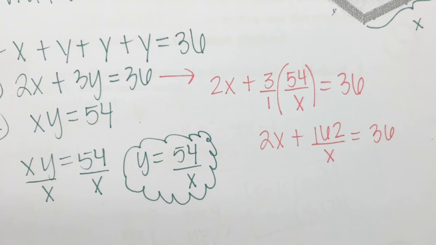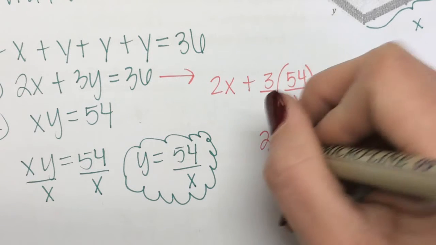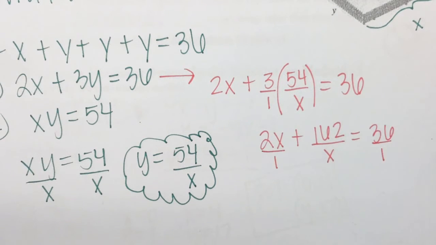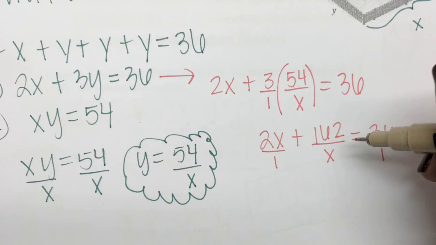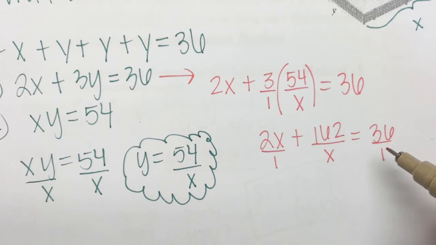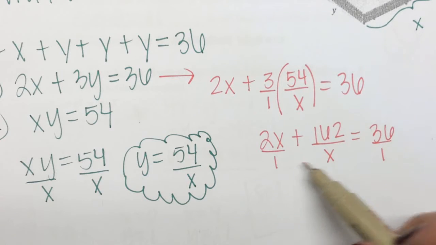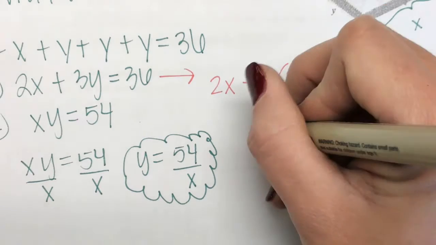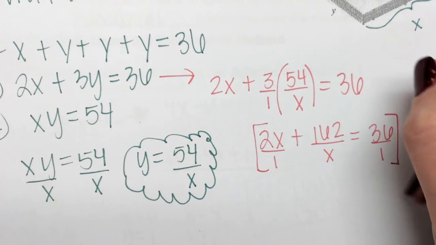Everybody good so far? Alright, I'm going to write all of these over 1 so we can have all the same fractions. We need to get the x out of the bottom, right, so we can solve for it. So how do we get a common denominator? How do we get x out of the bottom? Oh, the reciprocal. Multiply by what? Yes, common denominator is x, so we're going to multiply everything by x.